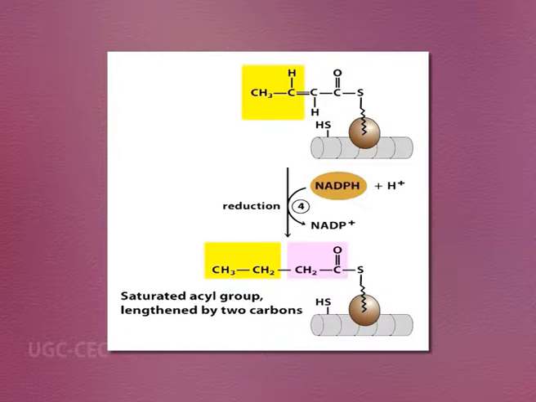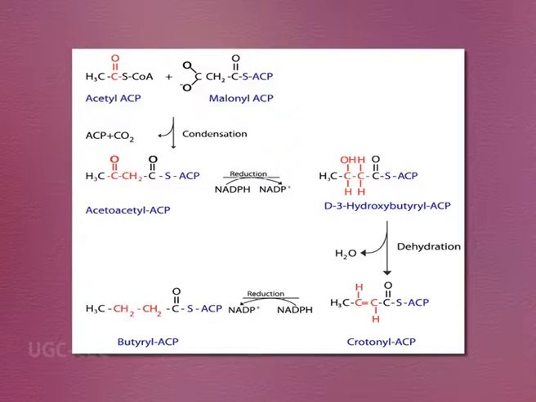Finally, the double bond of the trans-butenoyl ACP is reduced. That is, it is saturated so as to form butyryl ACP by the action of enoyl ACP reductase with NADPH as an electron donor. This enoyl ACP reductase is also a part of the fatty acid synthase complex. Production of the 4-carbon saturated fatty acyl ACP completes one pass through the fatty acid synthase complex.